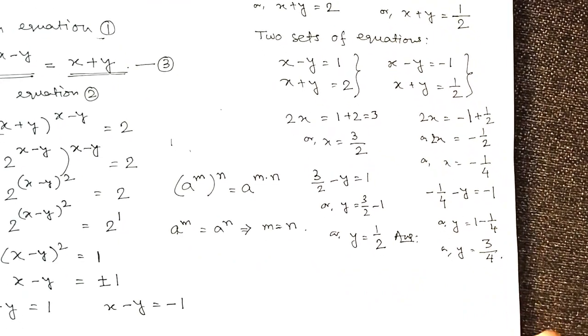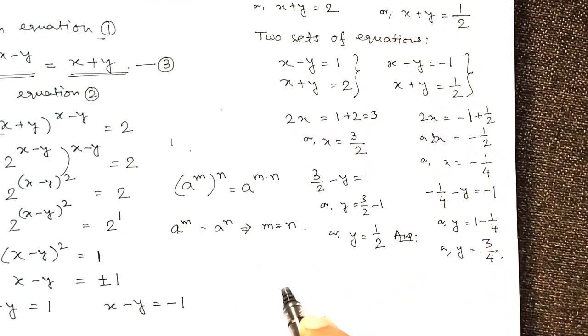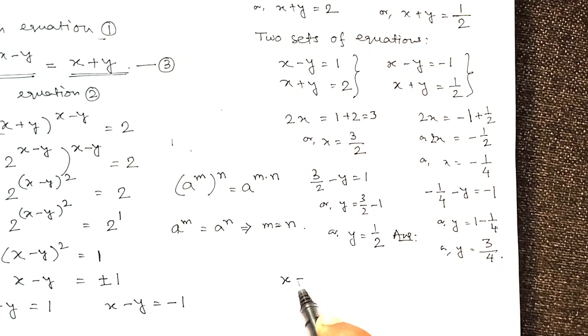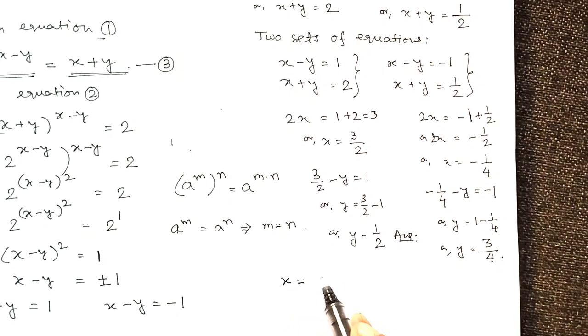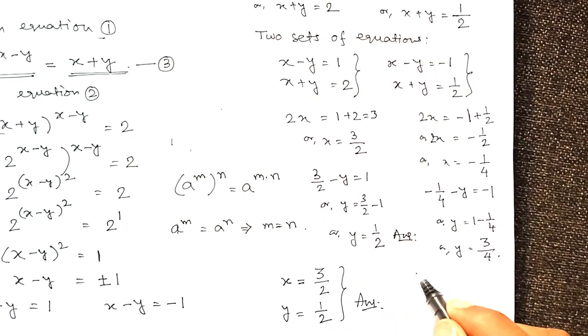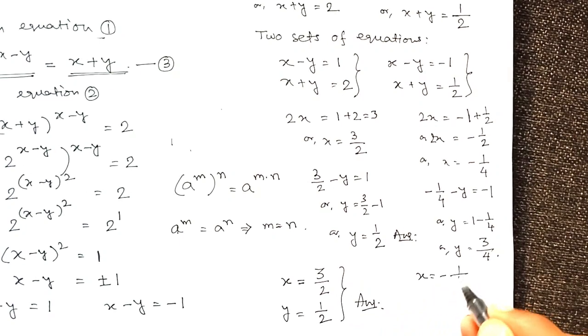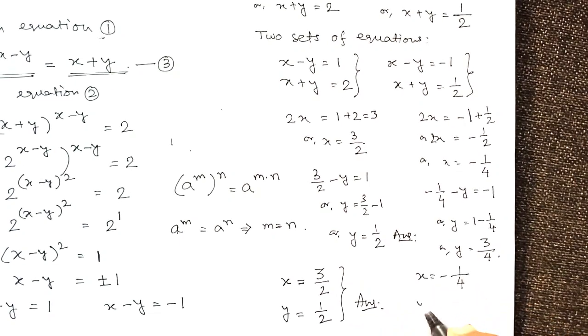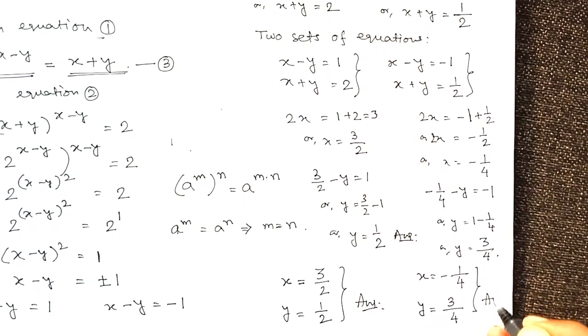So we have two sets of solutions, which is x is equal to 3 by 2 and y is equal to half. This is one set of solution, and the other set of solution is x is equal to minus 1 by 4 and y is equal to 3 by 4. This is another set of solution.